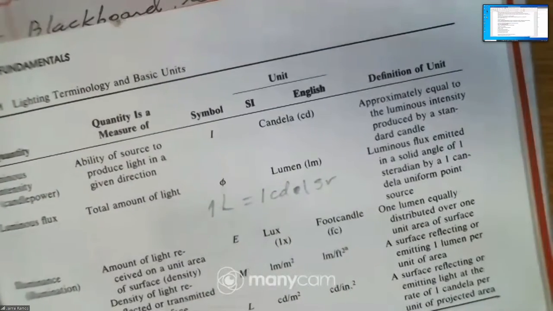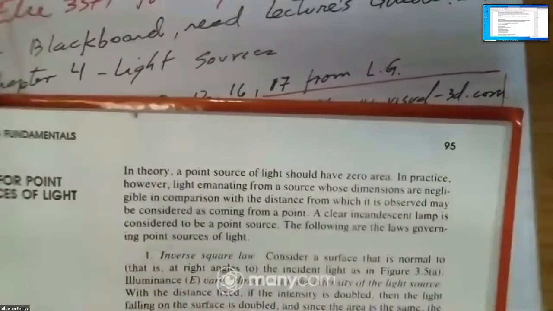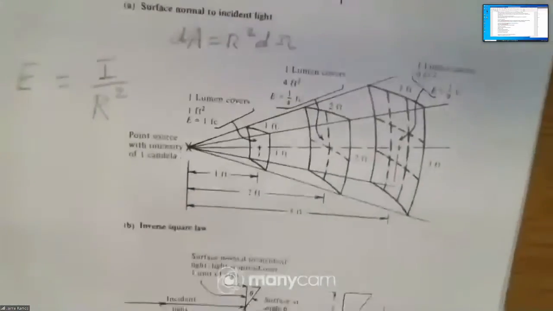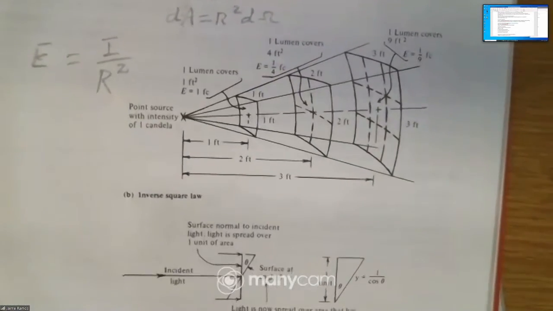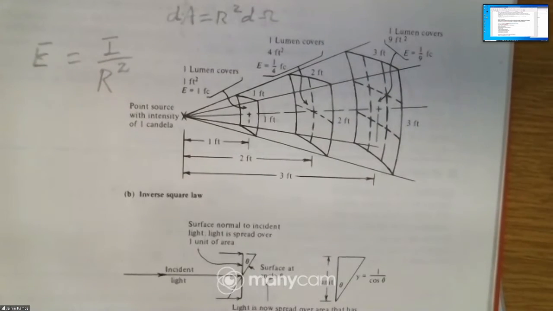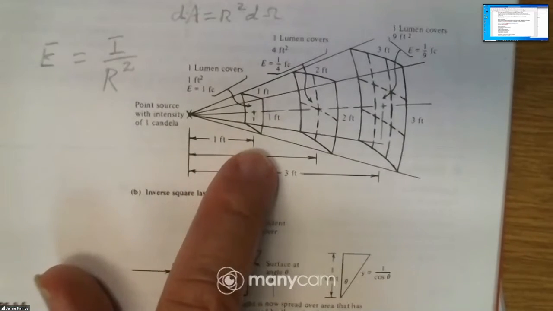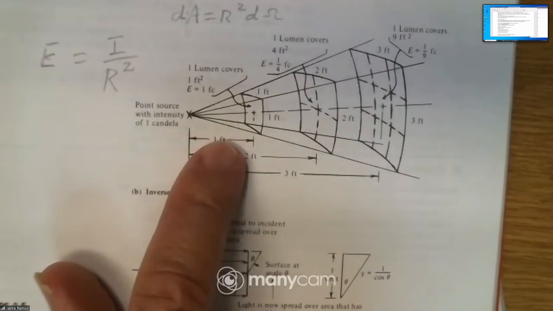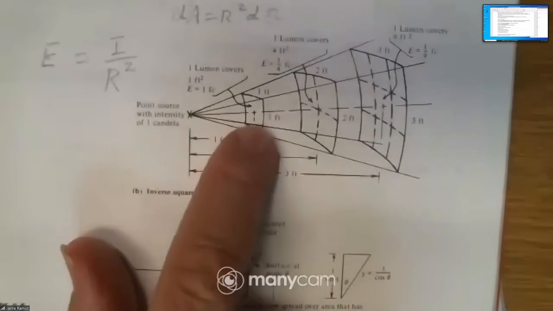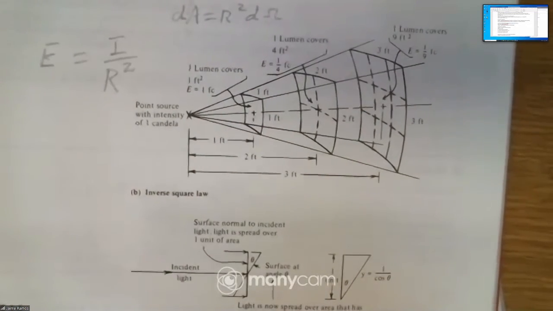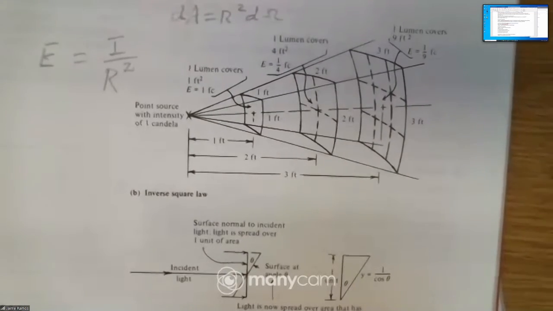Then analyze the steradian. This beautiful picture is very demonstrative of what a steradian is. The steradian is at a distance of 1 foot away from the source, the area on the sphere is also 1 foot square. So that's the definition of a steradian.